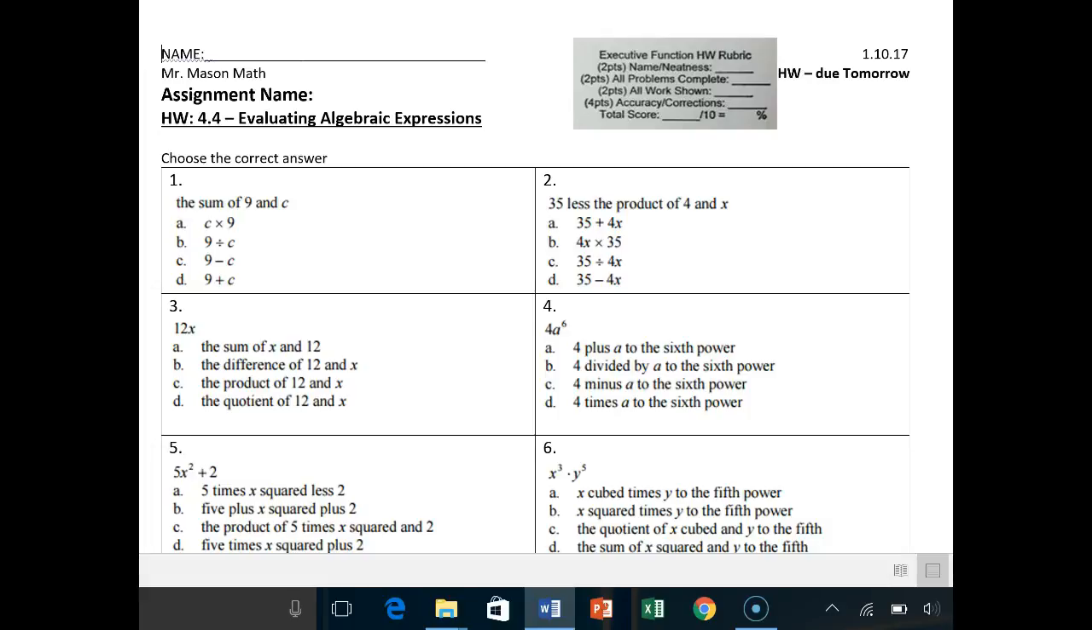Other CJ Math students, I'm going to help you out with homework 4.4, evaluating algebraic expressions. Please make sure you show your work tonight, so don't just circle an answer, prove why the other answers are wrong. So number one, the sum of 9 and c, that's 9 plus c, so that's going to be d.